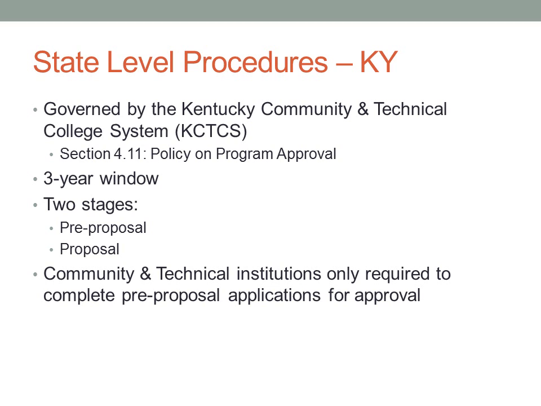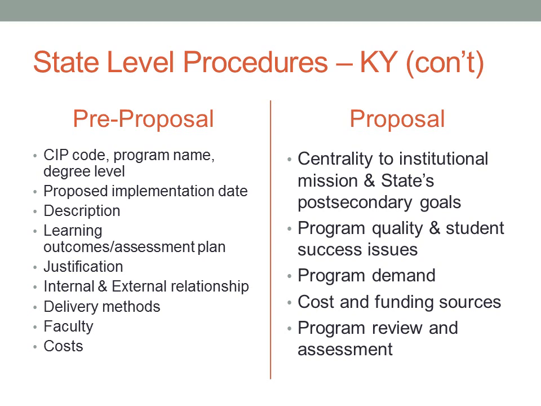Furthering our discussion on Kentucky's 2 proposal stages, the pre-proposal stage requires an application from the institution addressing several program and institution-related issues. The application includes such basic information as the program name, CIP code, degree level, implementation date, and a complete description, but also requires institutions to specifically address curricular concerns such as the identified learning outcomes, an assessment plan, and the method of delivery. Additionally, the application must identify how the new program relates to other existing programs, internal to and external from the applying institution. Finally, the application requires the institution to identify the instructional resources, such as faculty, facilities, and funding, available for the new program.